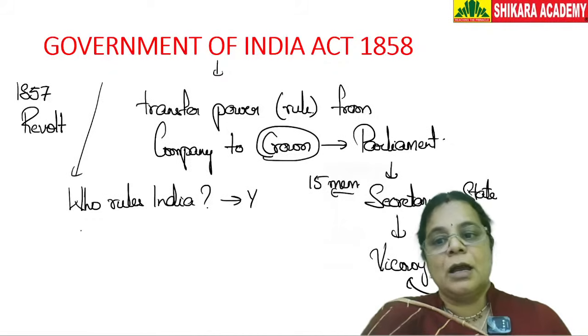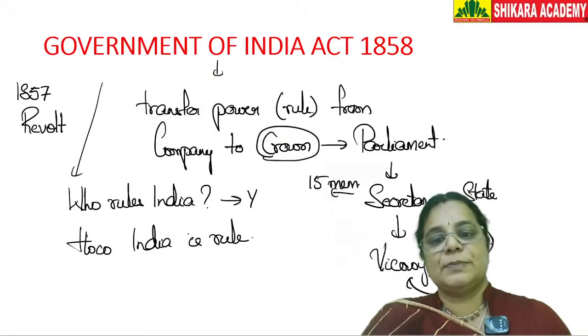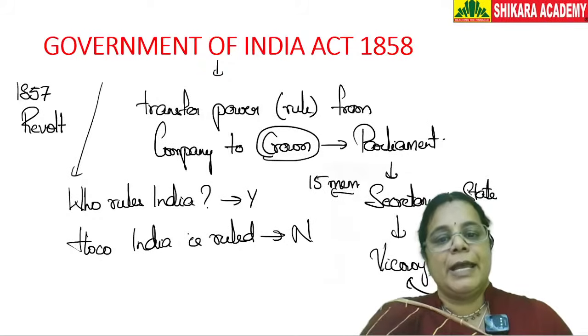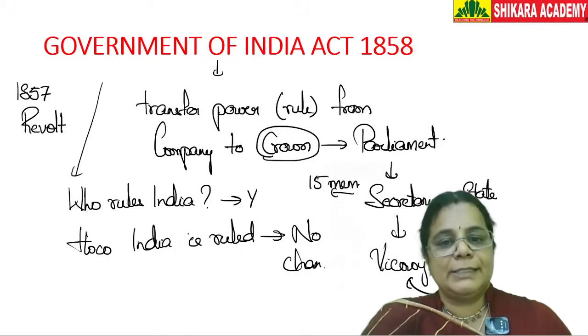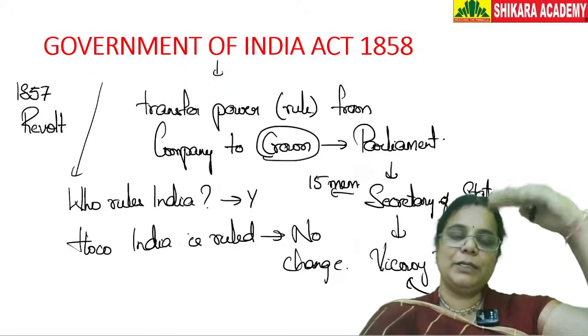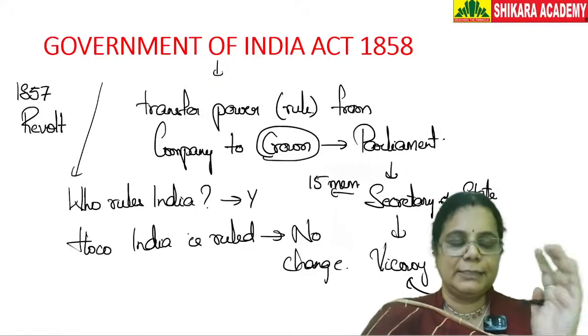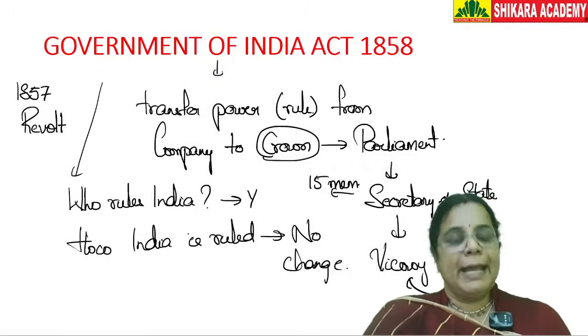Okay, but how India is ruled, there is no substantial change in how India is ruled. So there was no change on the ground level. The change happened at the higher level where the power shifted hands. This is the Government of India Act 1858.